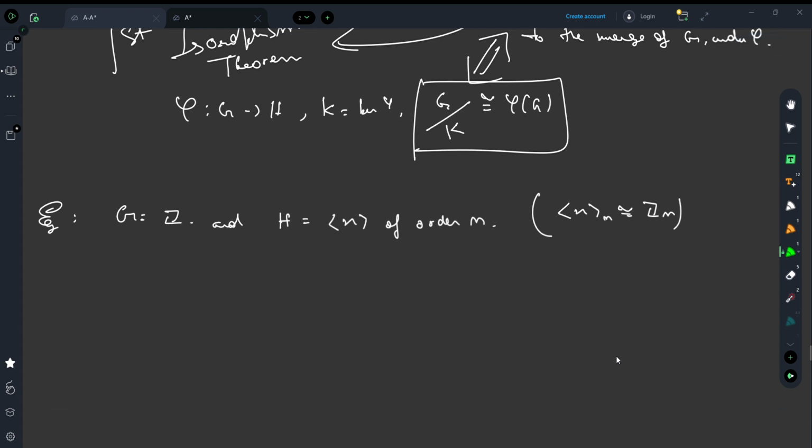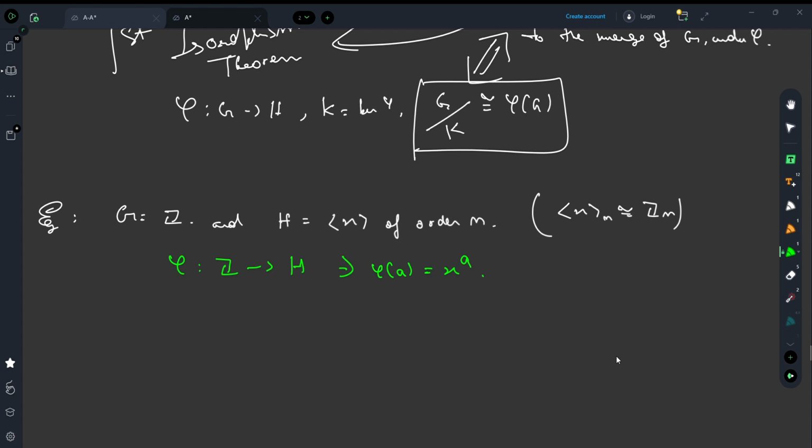Clear? Okay. We define a map from Z to H, or G to H, such that phi of a is x to the power a. Clear? Okay. Is this map injective? Surely not. Surely it's not injective.